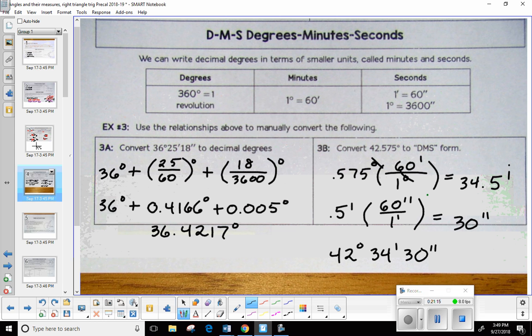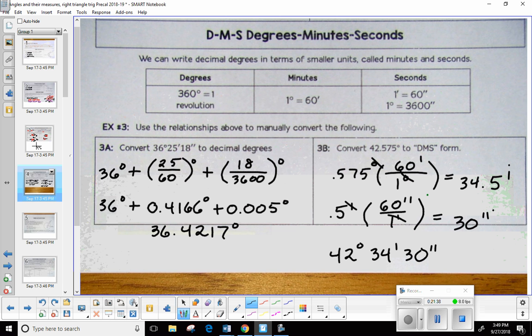Okay. Well, you'll notice we have that 1 minute is 60 seconds. Well, again, why did I write it as 60 seconds over 1 minute? So what would cancel? Those minutes would cancel. See, now I have seconds. And that makes sense. 0.5 times 60, there's my 30. So here we go right here.